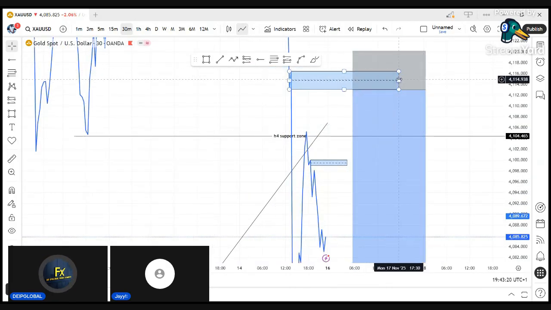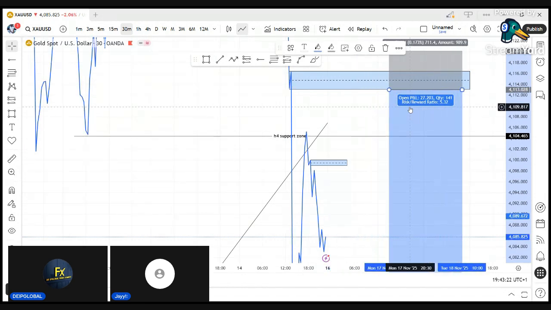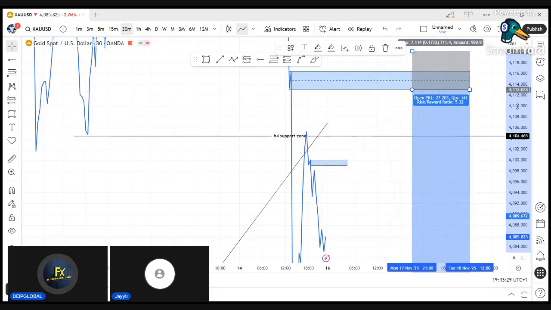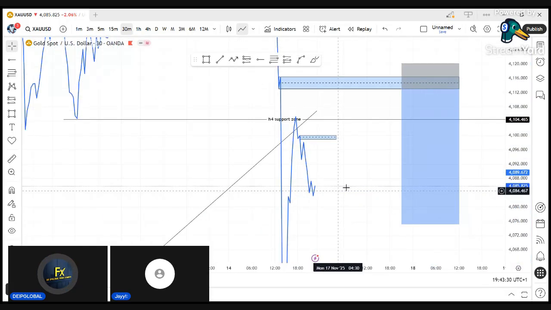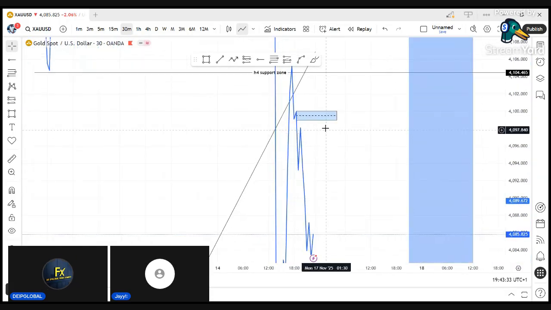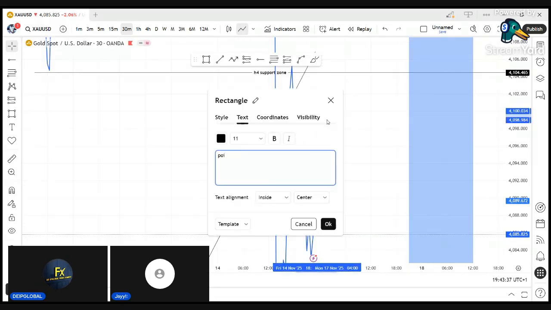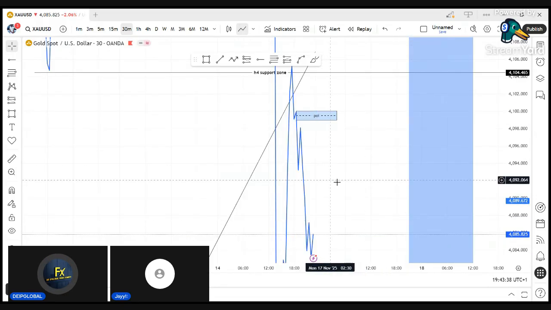Let me do this properly. Either this first one works, or this one works. So we have two possible zones. I'll call this my point of interest, POI. Call this my point of interest around here.